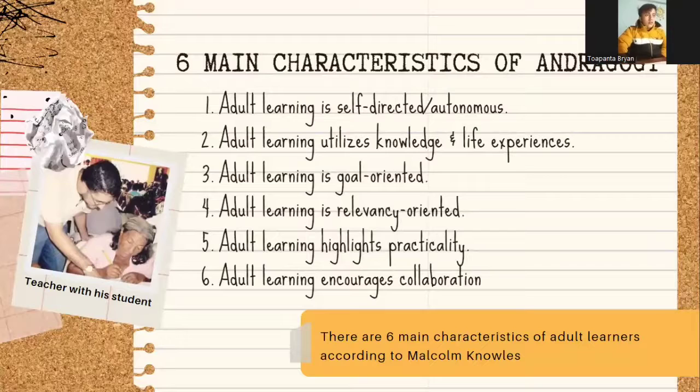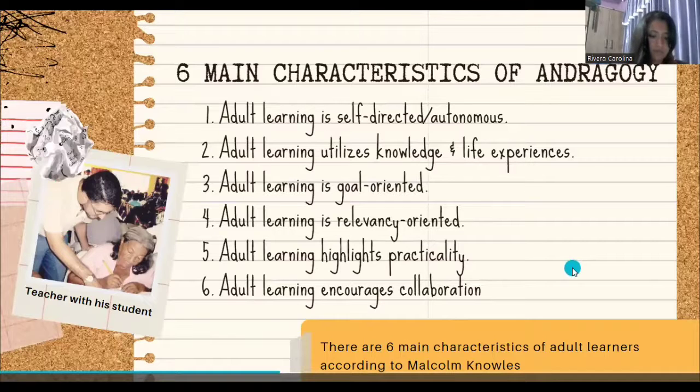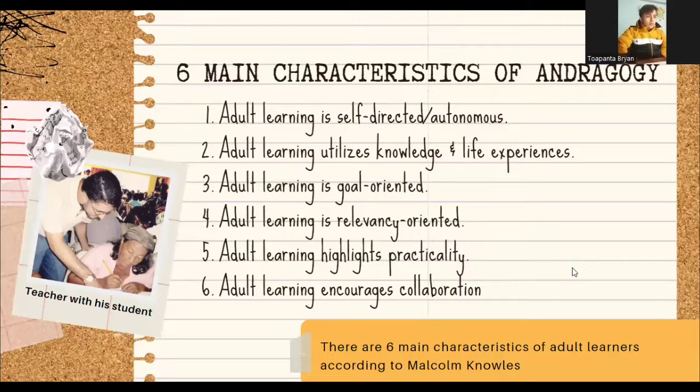Hi, teacher. I'm Brian Tupanta. There are 6 main characteristics of adult learners according to Malcolm Knowles. 1. Adult learning is self-directed and autonomous. Adult learners are actively involved in the learning process such that they make choices relevant to their learning objectives.